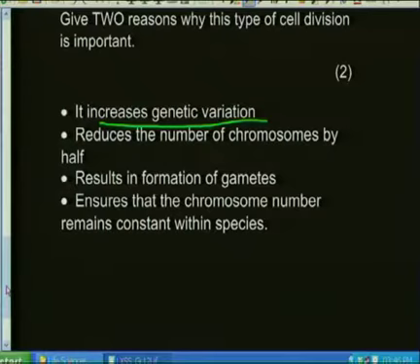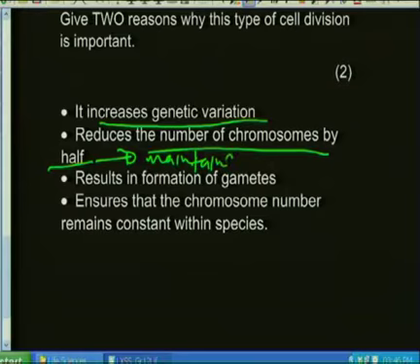Okay? It reduces the number of chromosomes by half. Therefore, when that happens, it maintains a constant chromosome number. What do we mean by that? Because the gametes have half, half plus half gives you a whole again.